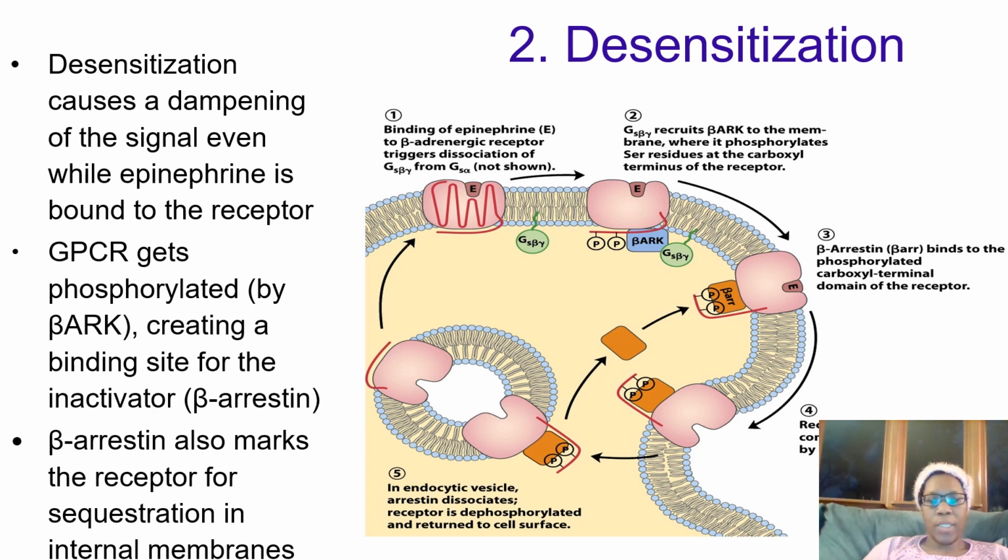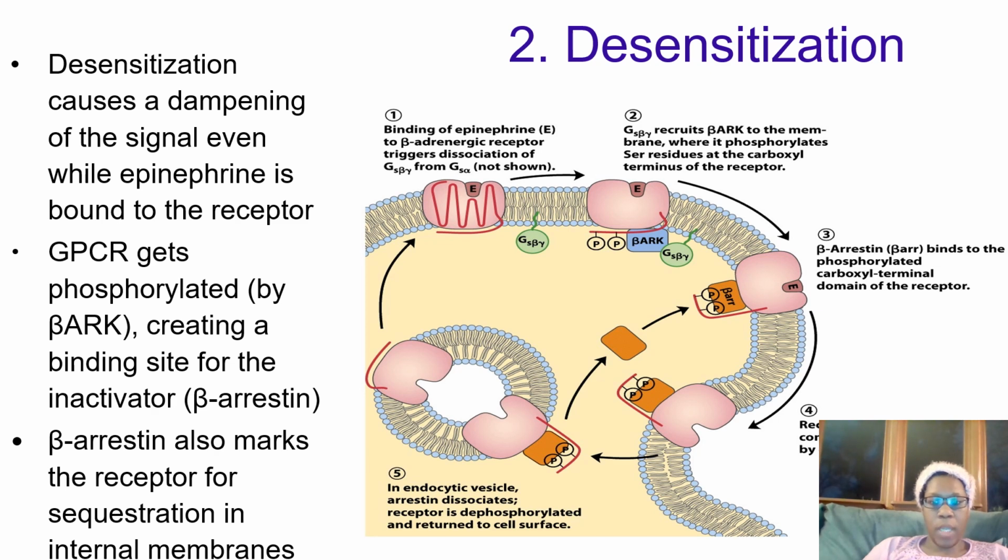We already know once it binds to the receptor, the alpha subunit of the G protein dissociates, and it goes along and activates adenylyl cyclase. Also, the beta and the gamma subunits dissociate from the receptor. They move along the cell membrane a little bit and recruit a BARK protein. BARK is a beta adrenergic receptor kinase. So they recruit this kinase, BARK, to the receptor.